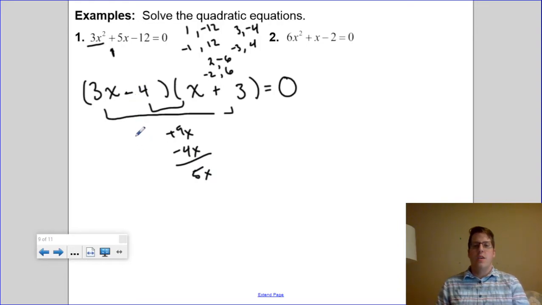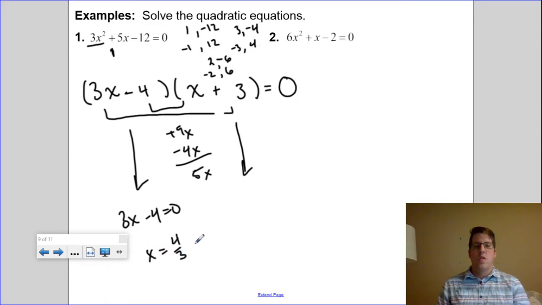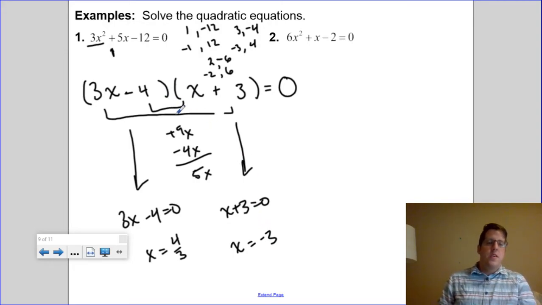From here, I just split out my factors. So I say, how do I make 3x minus 4 equal to 0? Well, if x equals 4/3. How do I make x plus 3 equal to 0? Well, if x equals negative 3. That was relatively easy, because there's only one way to split up 3x squared.